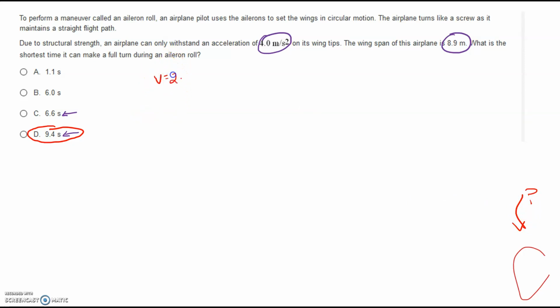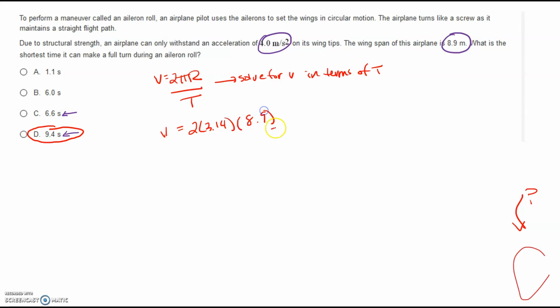So I have v is equal to 2 pi r over T, and I'm solving for v in terms of T. Let me show you what that looks like. So I have 2 times 3.14 times 8.9 all over T, which gives me 55.892 over T. Okay, then what I'm going to do is I'm going to plug it into this formula.